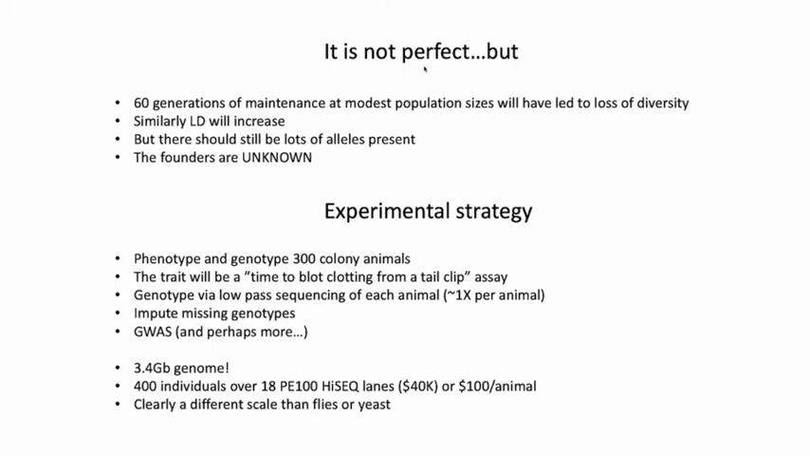And I want to point out, though, that a problem with this system and an advantage of yeast is that the genome, remember, is 3.4 gigabases. So although we've sequenced about 400 individuals to 1x, that's about 18 paired and 100 high-seq lanes, or about $40,000 in sequencing, or $100 an animal. So this is clearly a lot.